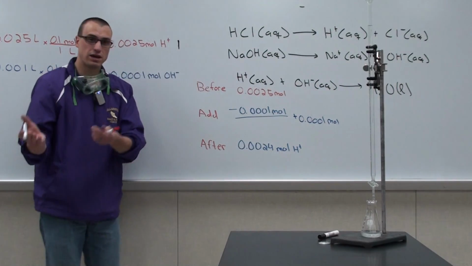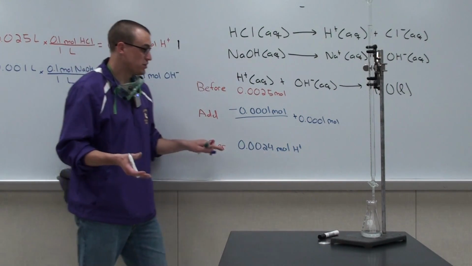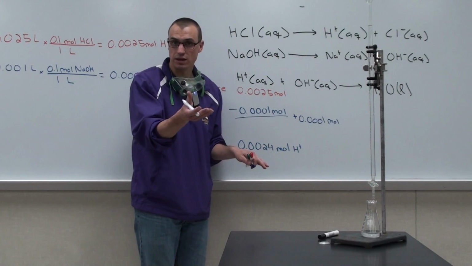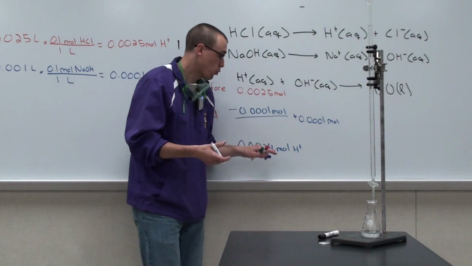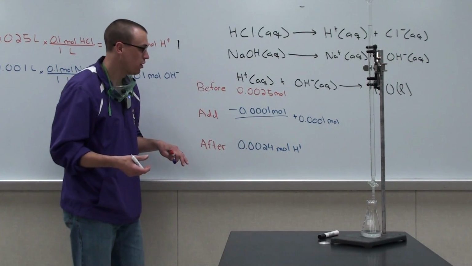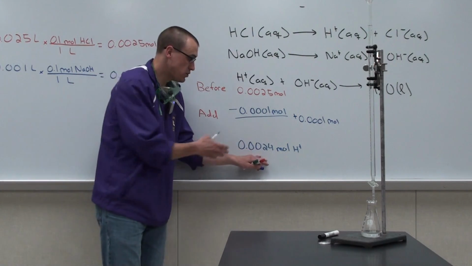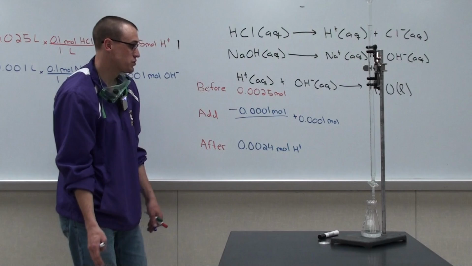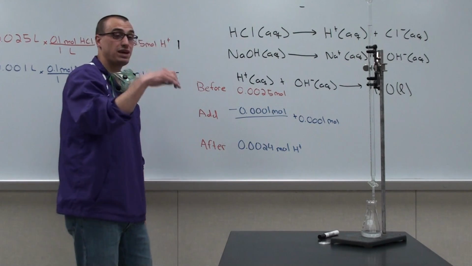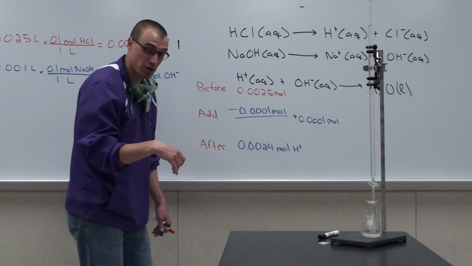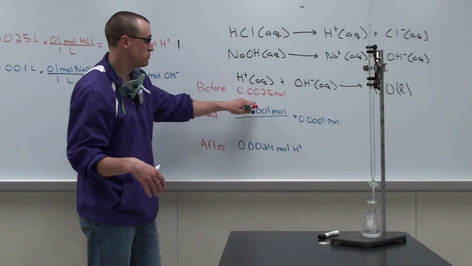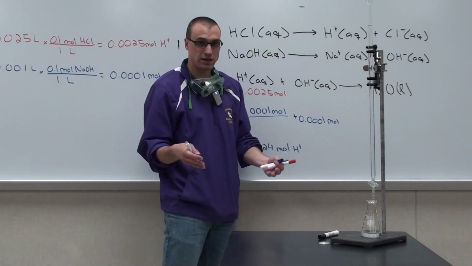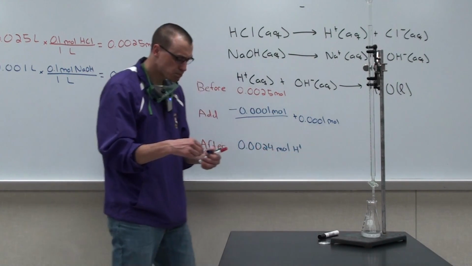Now let's finally get back to that question we started with: what effect did this addition have on this pH? So what we're going to do is take this 0.0024 moles and plug it into molarity. We're going to need to find the molarity of this H plus ions and then plug it back into the pH equation.